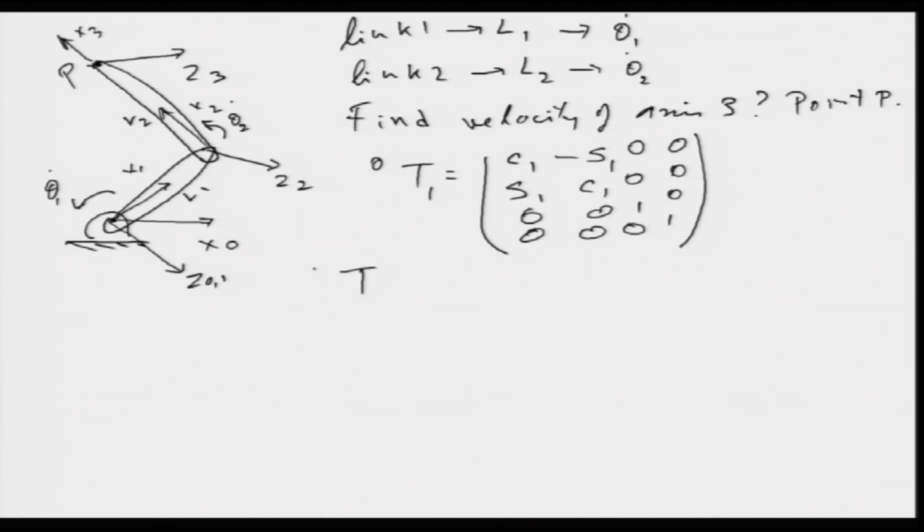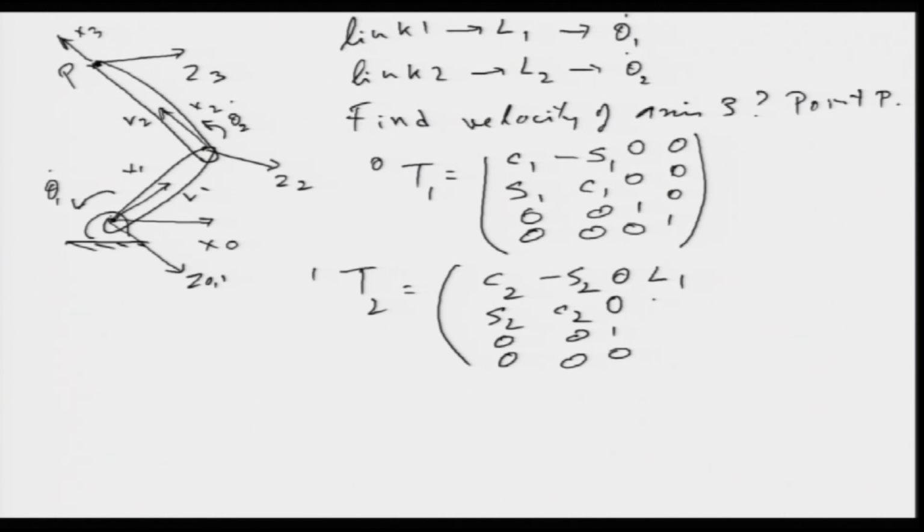The next matrix is 1 to 2, which is relating frame 2 to frame 1, and if you look in this figure, frame 2 is here at this point and frame 1 is there. So, essentially it is cos theta 2, minus sin theta 2, cos theta 2, 0 0 1 0 0 0 0 0. We see that for the origins of the two frames 2 and 1, there is a distance between them. It is L1 in the direction of the x axis. So, it is 0 0 1 and it is 0.